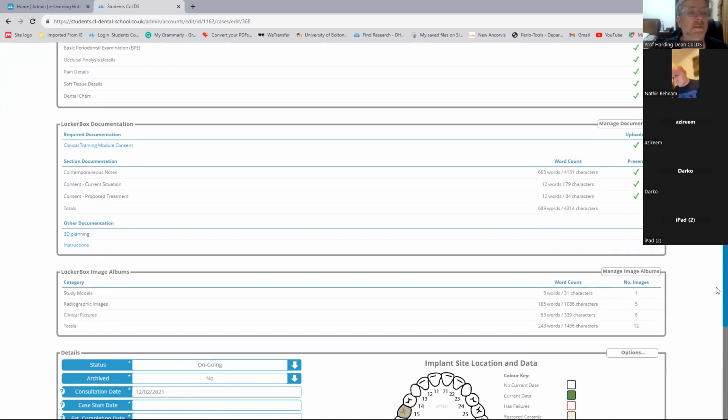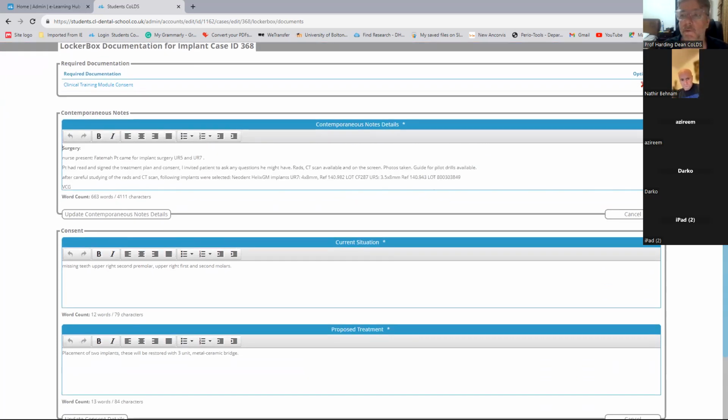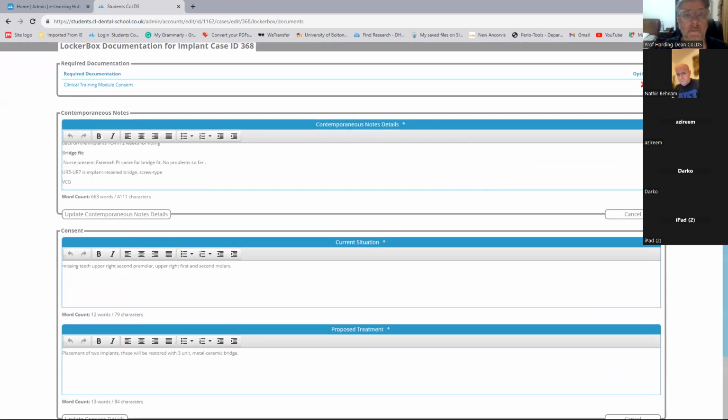Now we go down to the next section, which is the logbook section, the locker box. This is where you upload all the pictures and things about your case, where you manage the pictures. Now we can look at those pictures by looking at the documentation. And basically we've got here contemporaneous notes, which you've written down. That can be just a cut and paste from your own records if you want. All right, yeah. Which you've done there. So you've got that information.